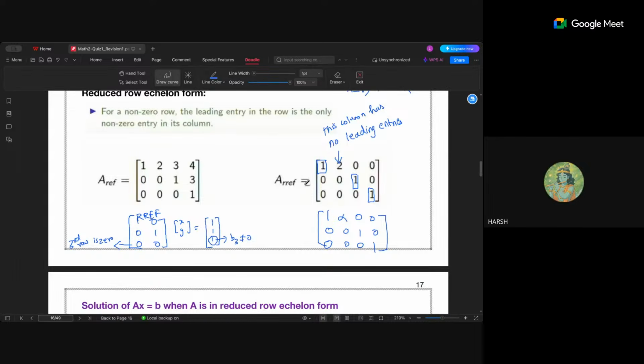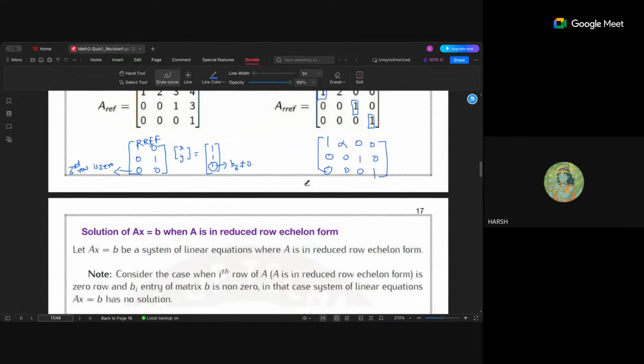Ma'am, the determinant of an upper triangular matrix is equal to? It's the product of the diagonal entries.